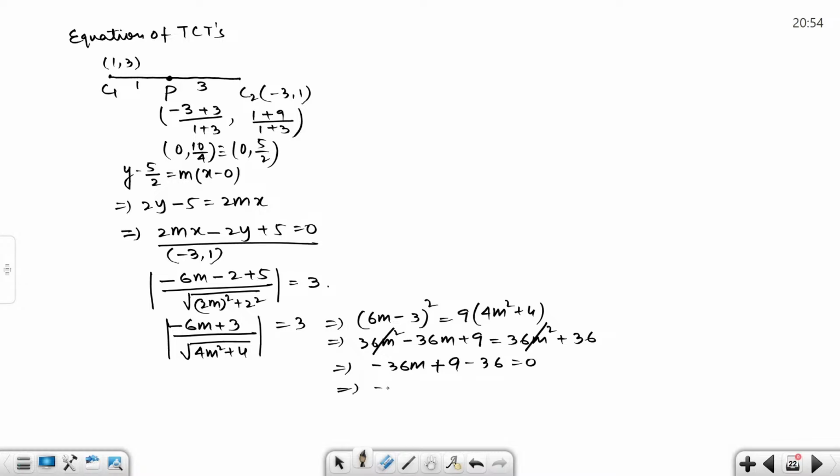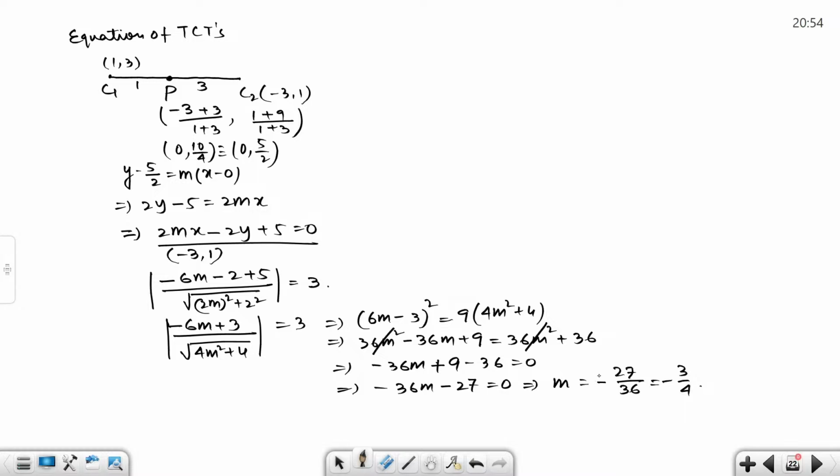So that gives us minus 36m minus 27 equals 0. Am I correct? So from here we are getting m as minus 27 over 36. So it is minus 3 over 4.